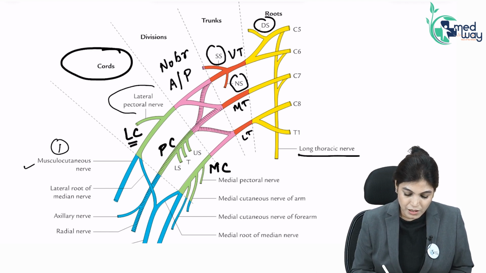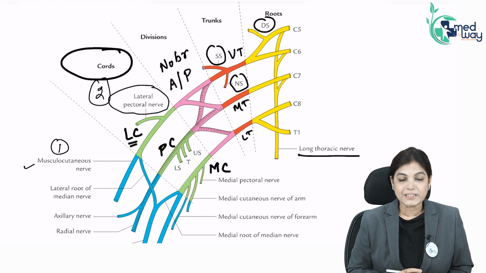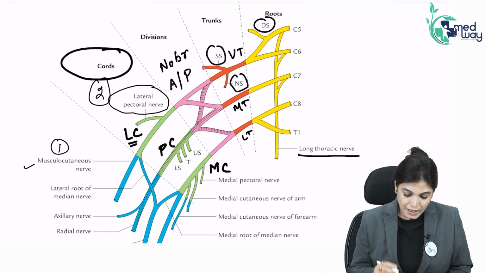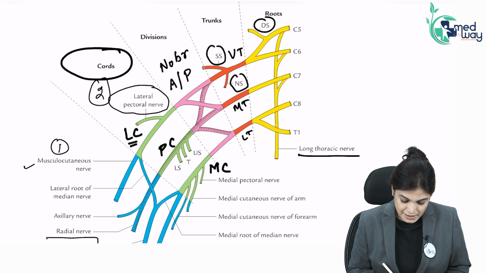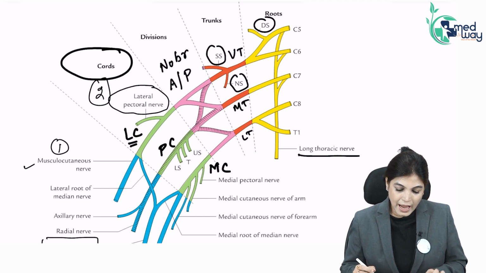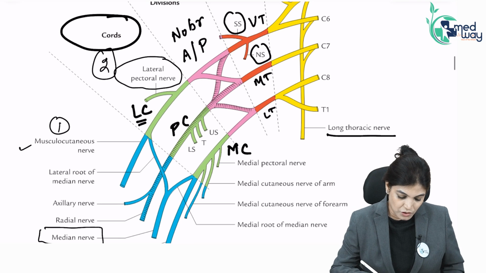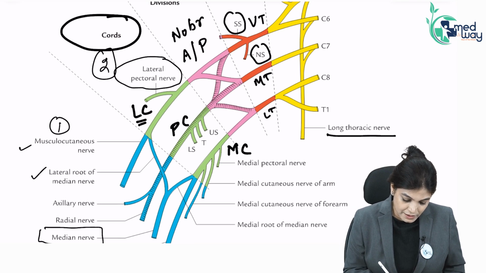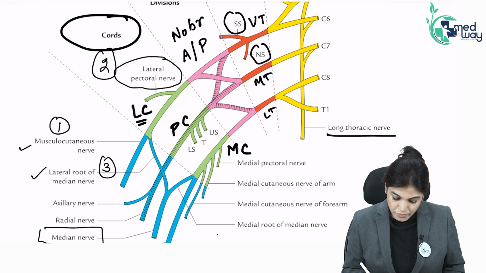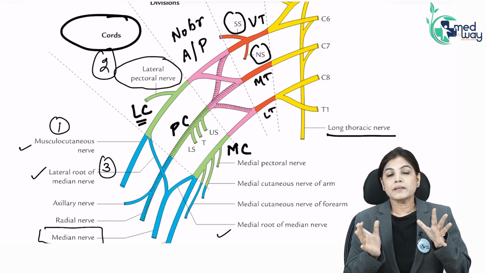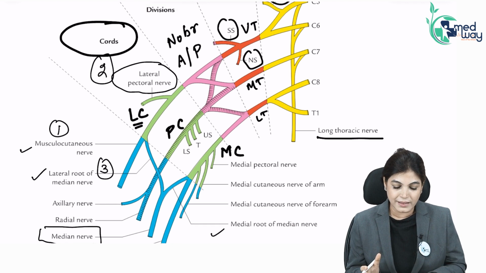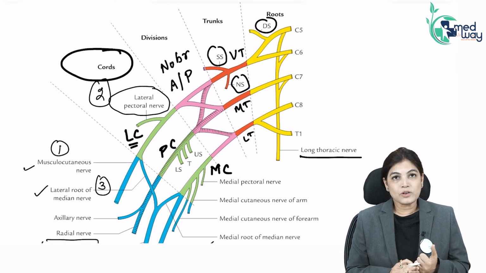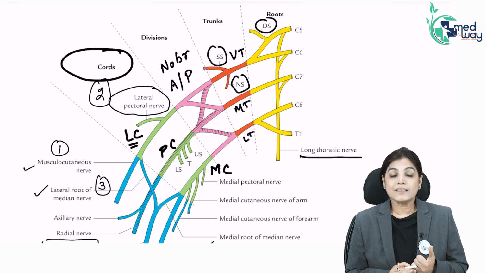What about lateral pectoral nerve? Lateral pectoral nerve is the second branch from the lateral cord of brachial plexus, giving innervation to pectoralis major and pectoralis minor. Now, if you see nicely, the thickest nerve is the median nerve. Let me slightly enlarge it. You can see there is a lateral root of median nerve and also a medial root of median nerve. Please don't include the medial root of median nerve as a branch of lateral cord. That means 3 branches are from the lateral cord: musculocutaneous nerve, lateral pectoral nerve and lateral root of median nerve.